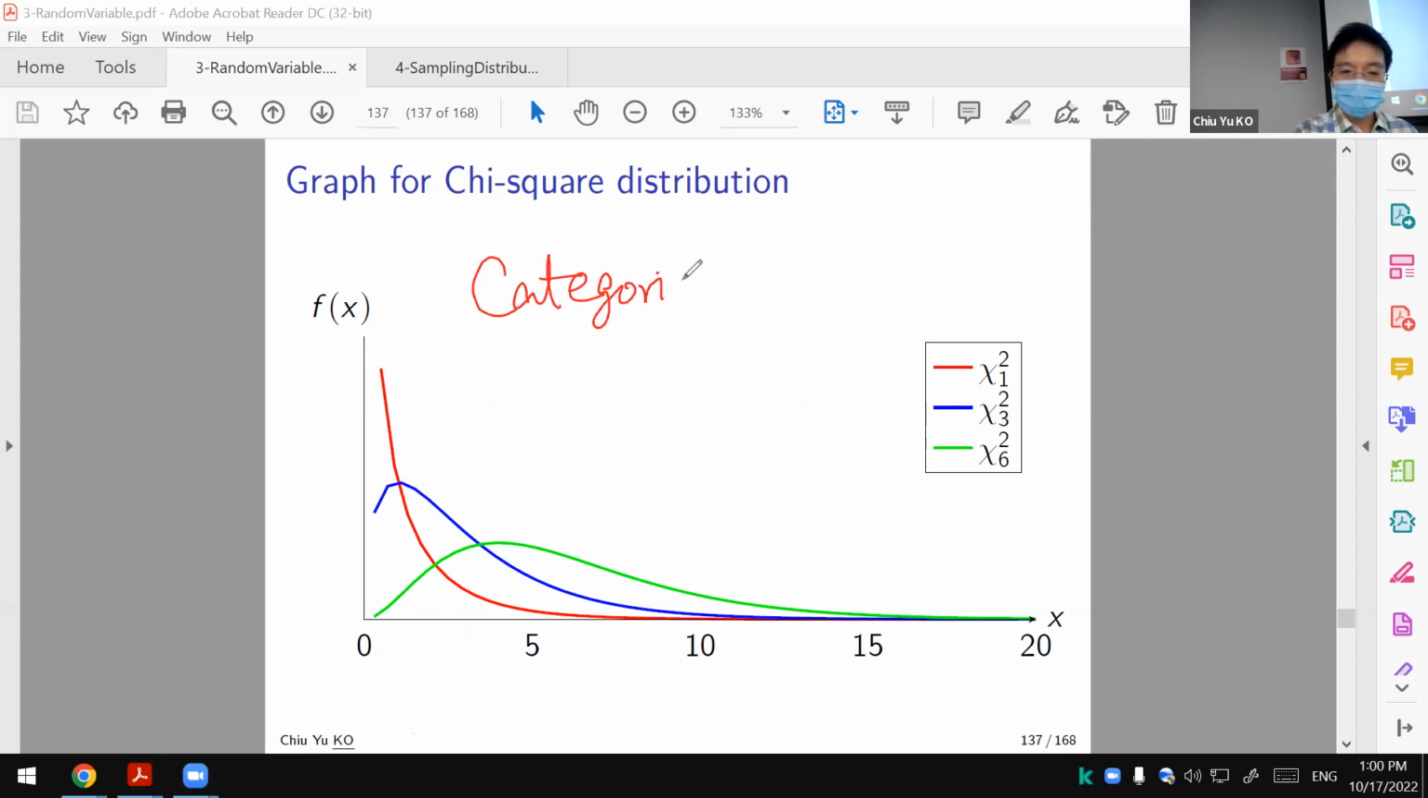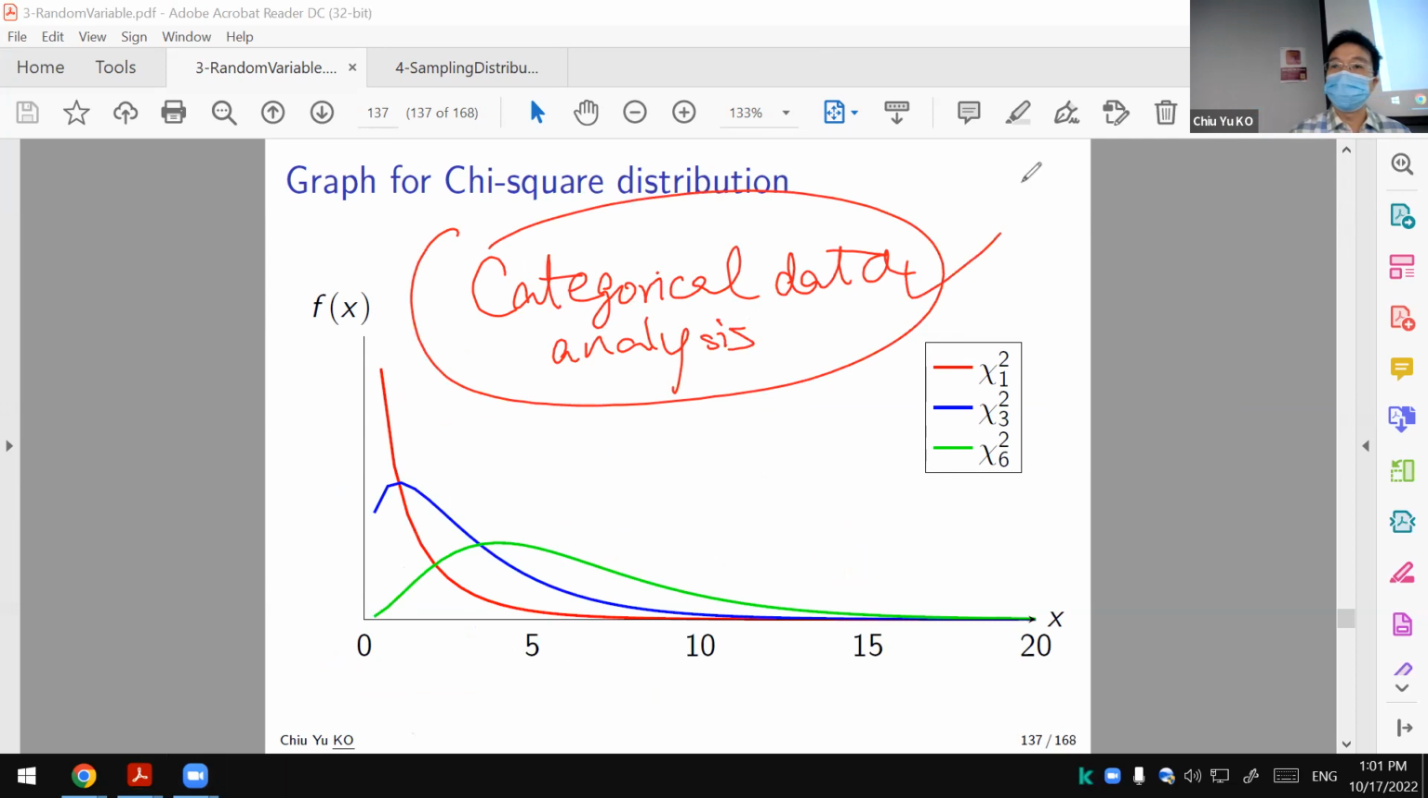Categorical data analysis. If you do medicine or medical study, this is something you would do a lot, because when you look at data, it's usually not really 1, 2, 3, 4, 5, right? It's more like medicine 1, medicine 2, medicine 3, and so on and so forth. And in that case, chi-square would be very useful.